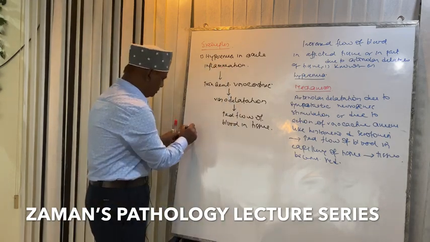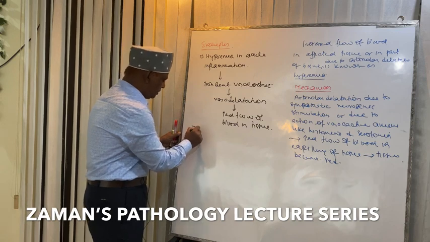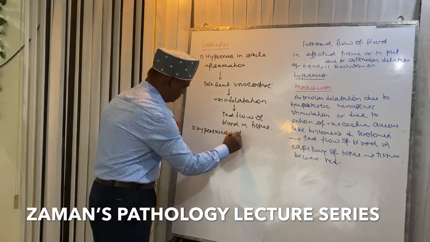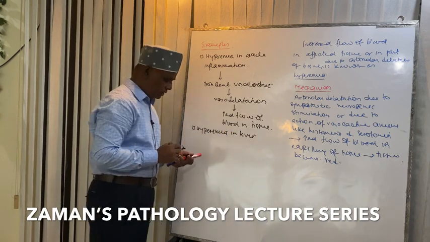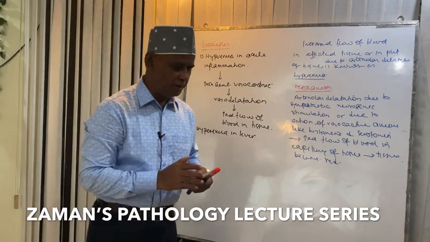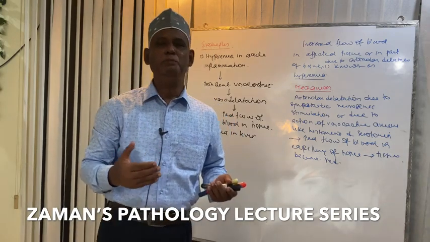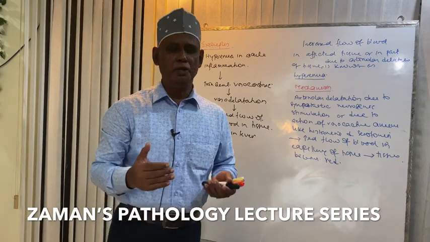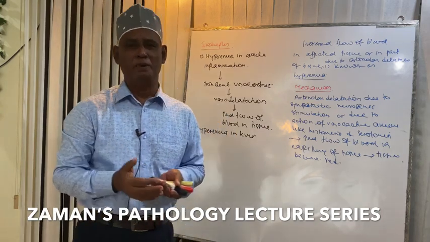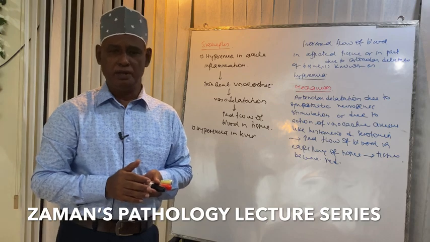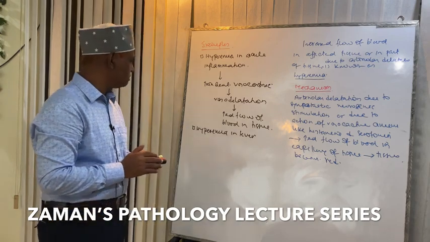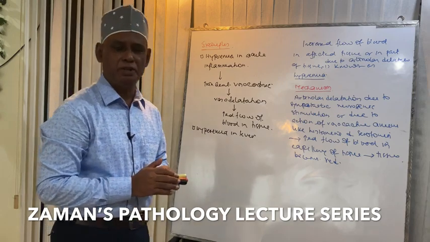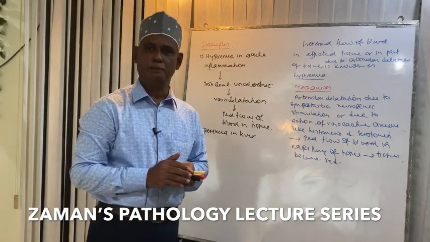Another example, hyperemia in fever. Dear audience, you know, in fever, during the remission of temperature, what happens? There is increased flow of blood in the cutaneous blood vessels due to arteriolar dilatation. And due to increased flow of blood in the cutaneous blood vessels, there is radiation of heat from the blood vessels into the atmosphere.